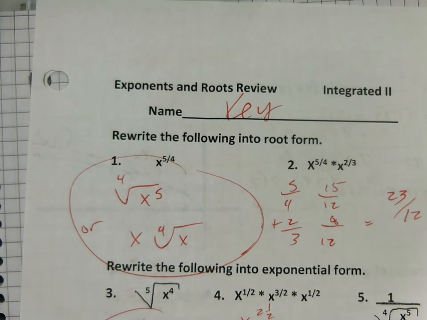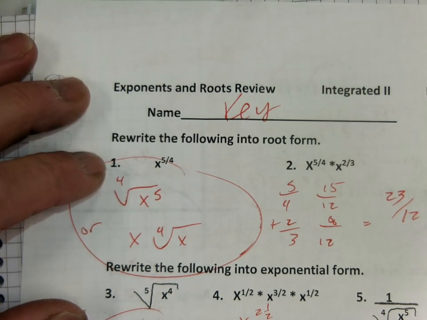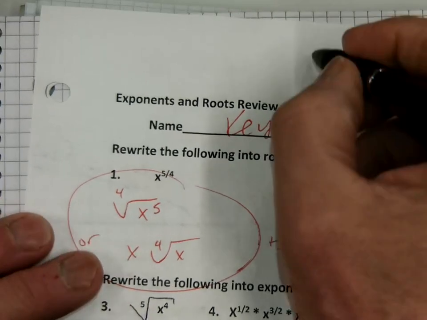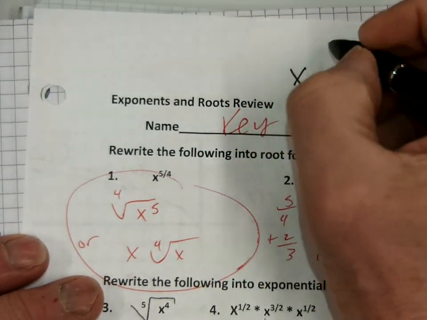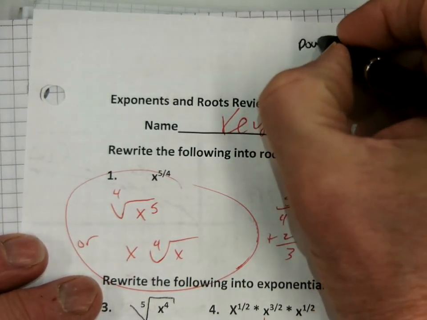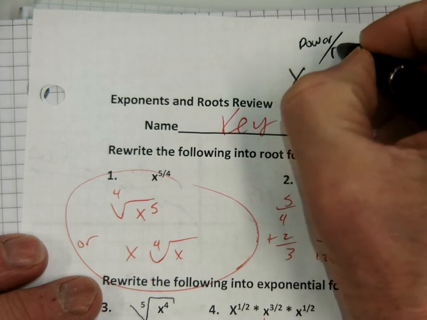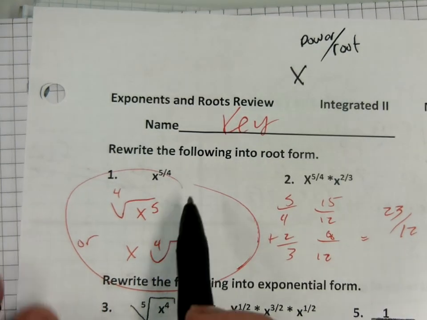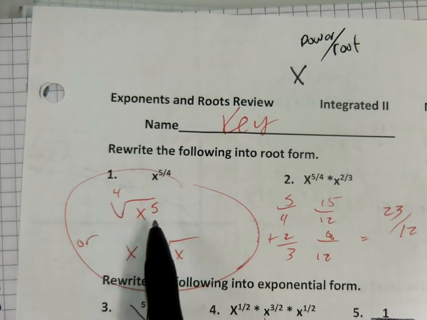Okay, everybody, here is the review for tomorrow's test. So let's go through this. On questions number 1 and 2, we need to remember that if we have a fractional exponent, the top number is the power, and the bottom number of the fraction is the root. So in number 1, that's the 4th root of x to the 5th.